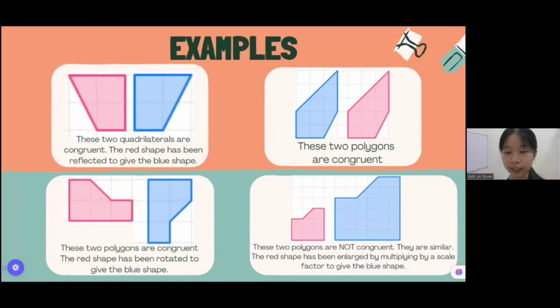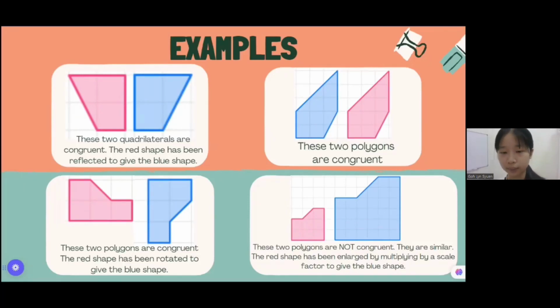Now for the second example, you can clearly see that these two polygons are congruent because they are the exact same size and shape. For the third one here, these two polygons are also congruent. The red shape has been rotated to give the blue shape. So they are still congruent because they are the same size.